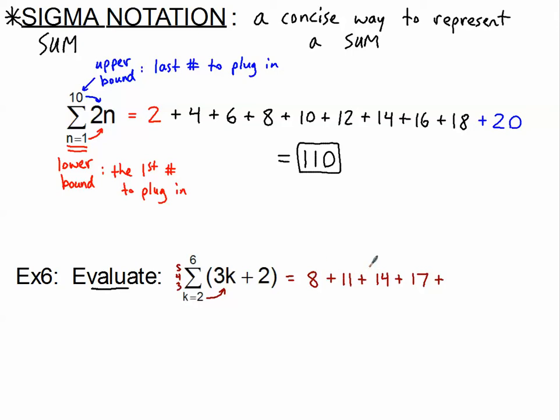So 8 to 11 to 14 to 17. The next number should be 20. Let's confirm that by plugging in my upper bound. 6 times 3 is 18, and 18 plus 2 indeed is 20. So once I find all of my terms in my series, I'm going to add them all up, and I will get 70.